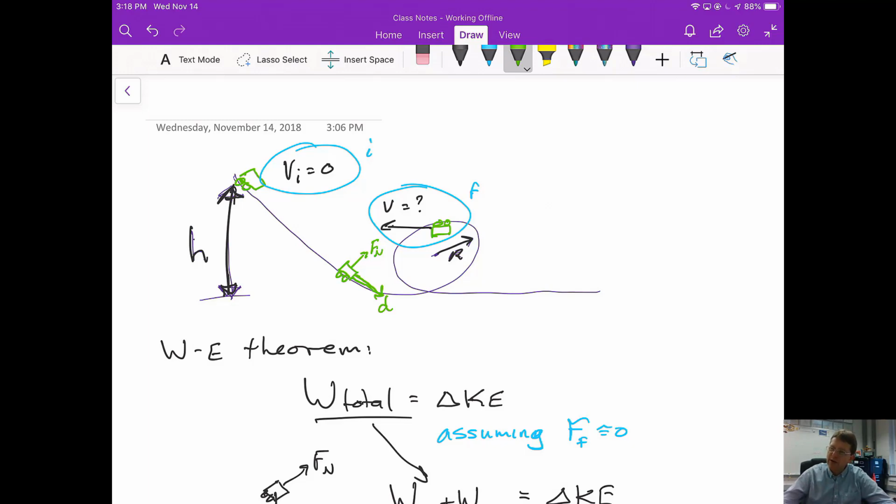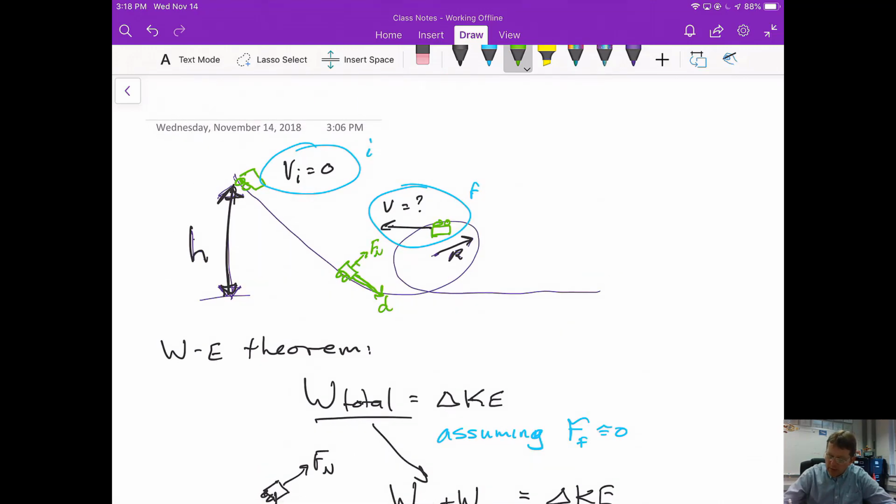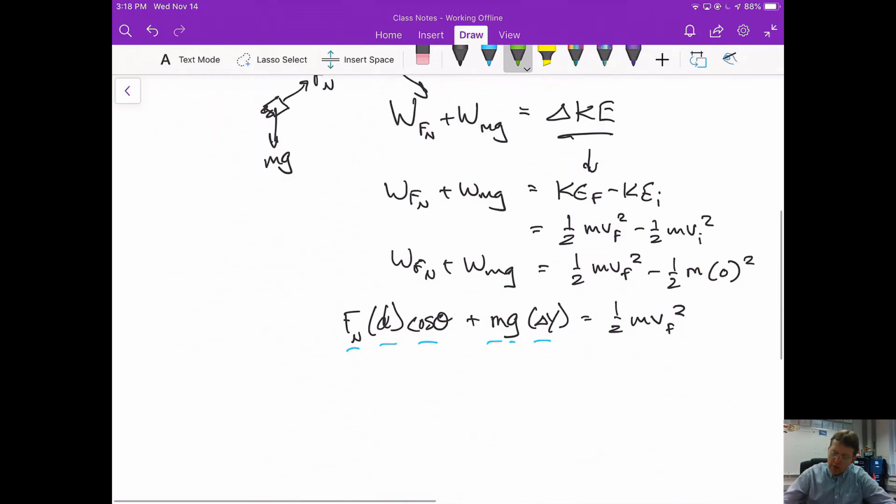Fn is going to vary throughout, so we would have to integrate if we were going to actually figure out the work done, except for the fact that Fn is always perpendicular to D. So the angle is always 90 degrees. For something that's sliding along a surface, Fn is always perpendicular to D, so the work done by the normal force is 0. So all we're left with is the work done by gravity.